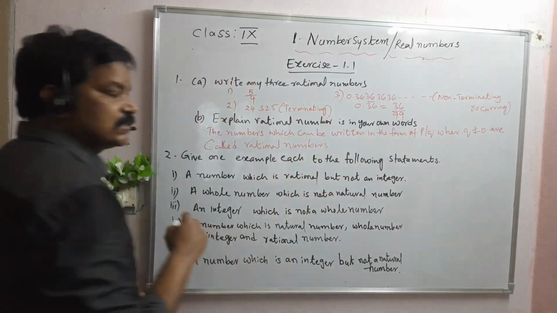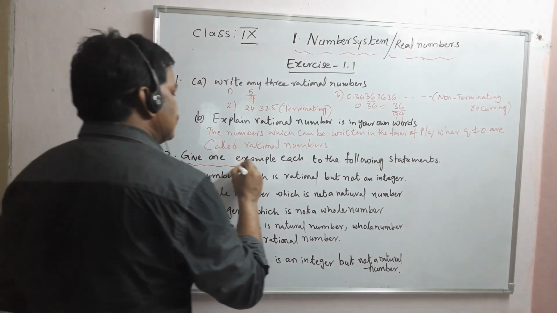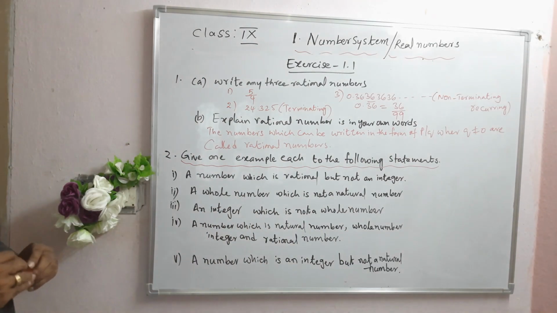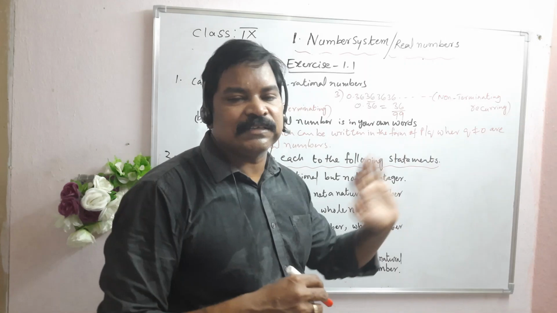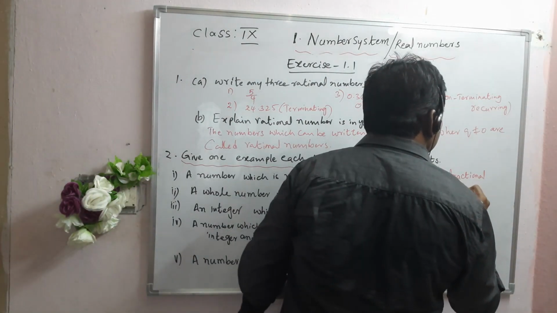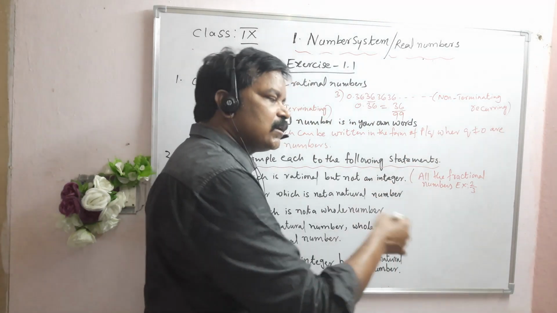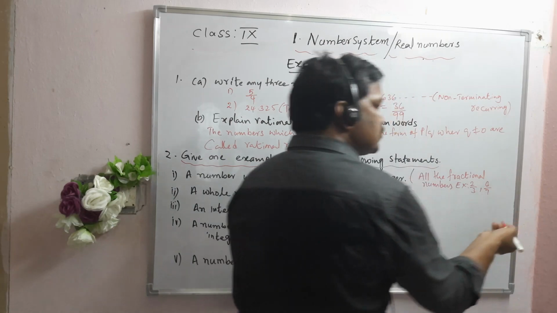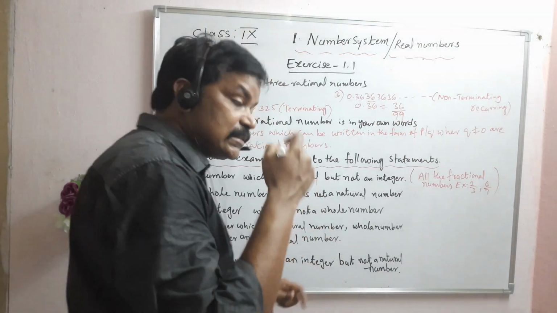Rational numbers. Second set. Give one example each to the following statements. The first one is a number which is rational but not an integer. Example, 2 by 3 is a rational number but not an integer. Like that, 6 by 7 is a rational number but not an integer. Like that. Understand, children?